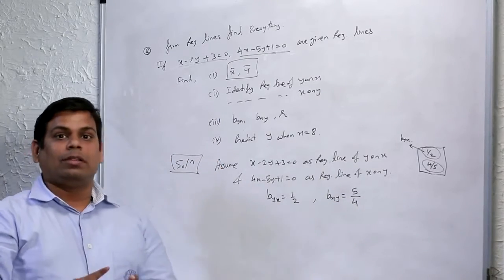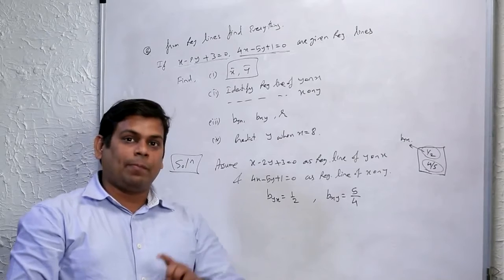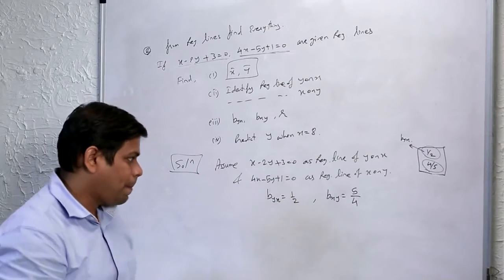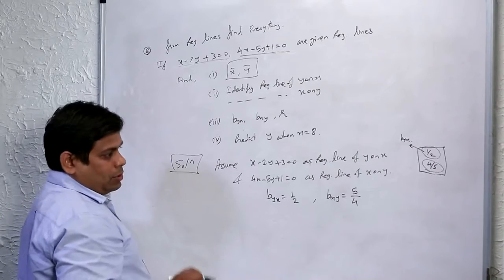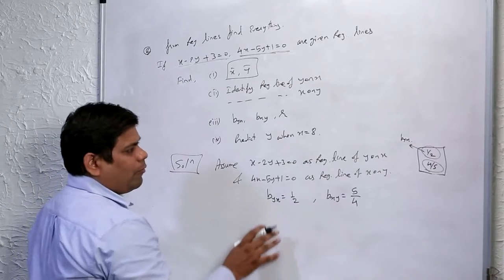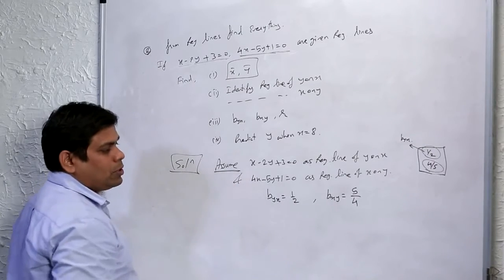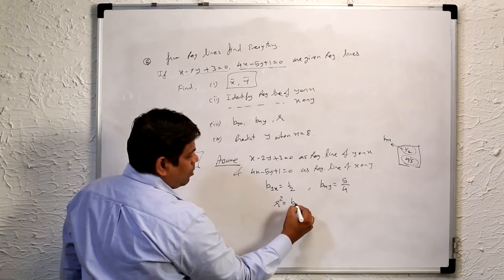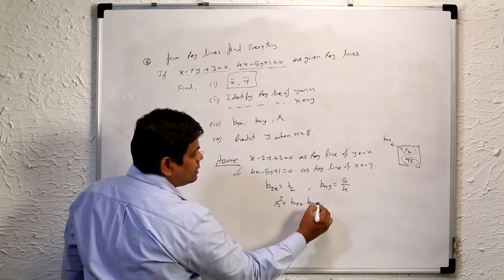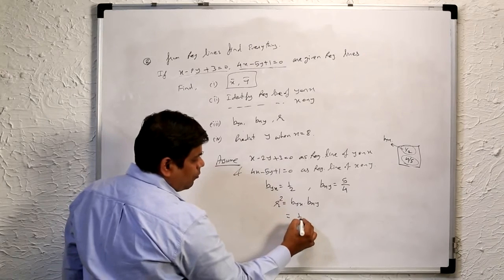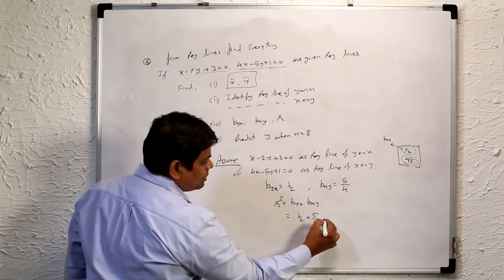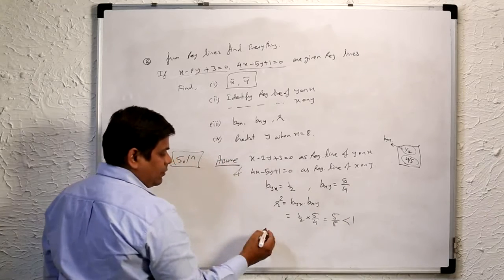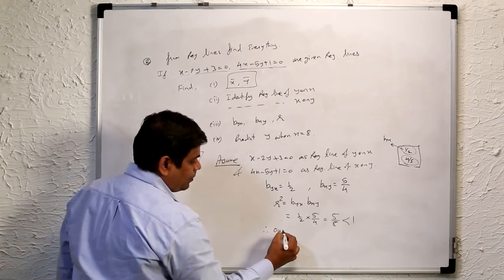Please note that bxy and the slope of the regression line of x on y are reciprocal of each other. But this is not yet true. We have to show that our assumption is true. So what you have to do is find r square. So what is r square? byx into bxy. Is this less than 1? 1 by 2 into 5 by 4. Is this less than 1? Yes, it is less than 1. Therefore, our assumption is correct.